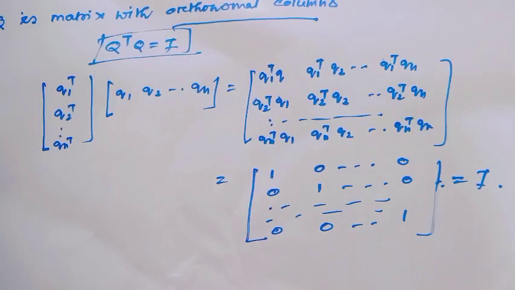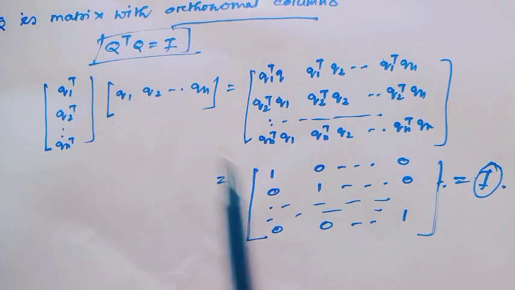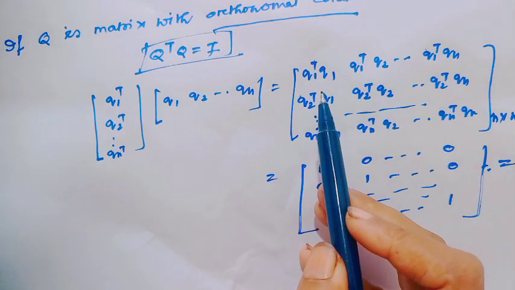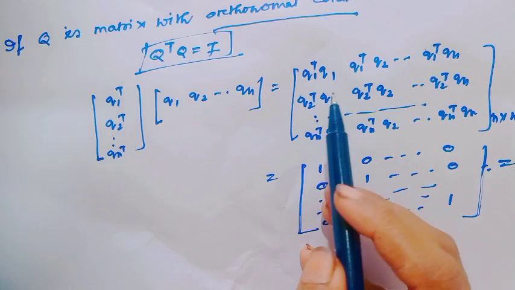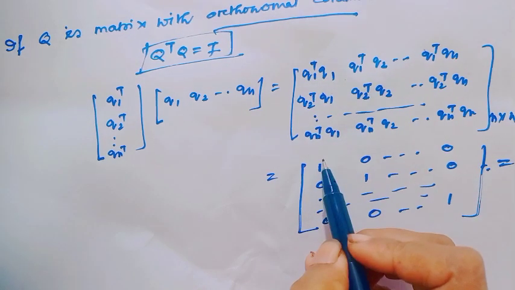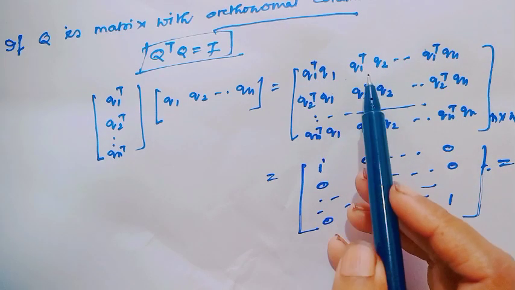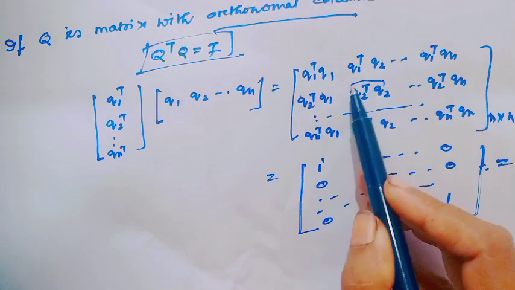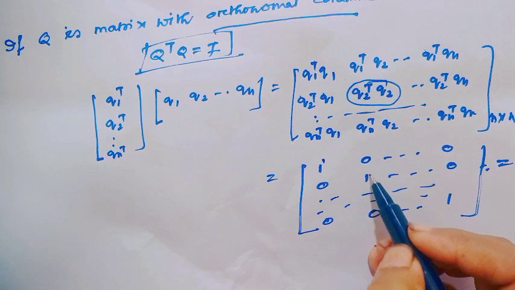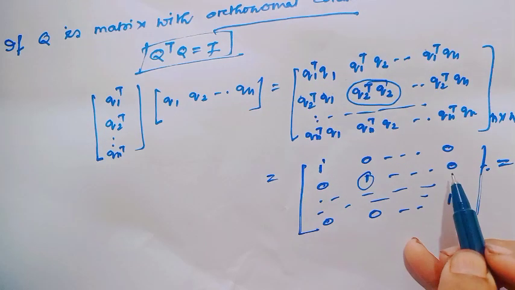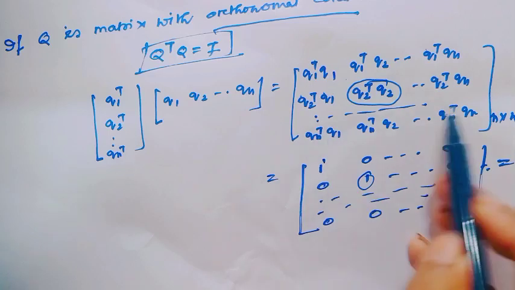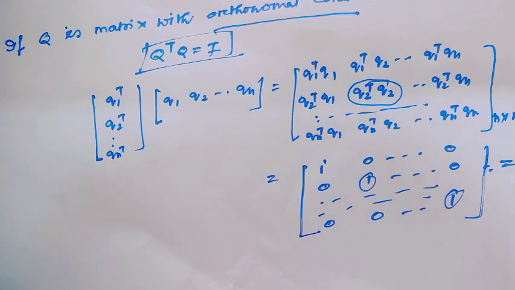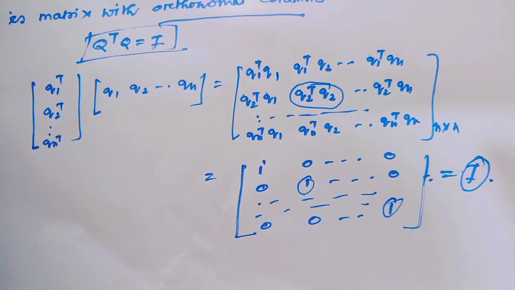Notice the idea. Q transpose Q here is an n cross n matrix. Since each column is orthonormal, obviously Q1 transpose Q1 equals 1, and Q1 transpose Q2, up to Q1 transpose Qn, are all 0. Similarly, Q2 transpose Q2 would be 1 and the other terms would be 0. If you continue this process, Qn transpose Qn would be 1. And this is actually nothing but the identity matrix.